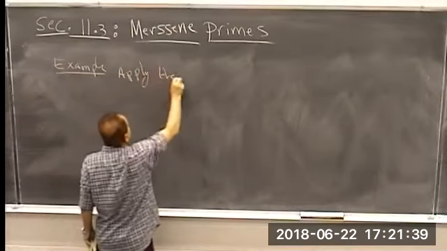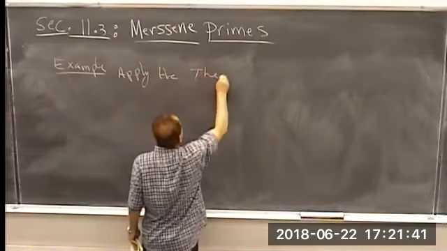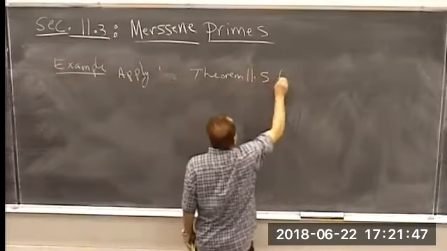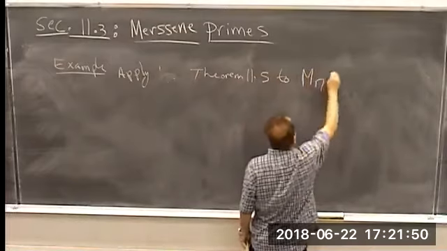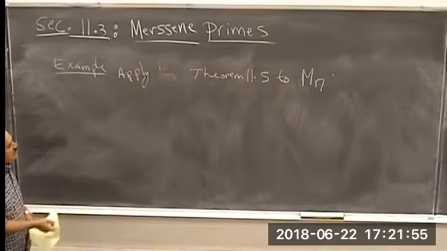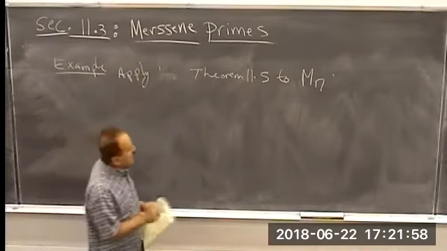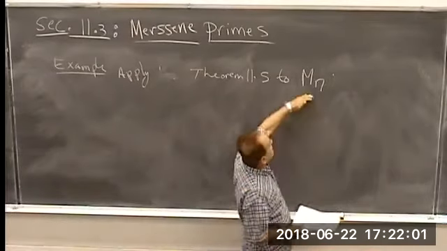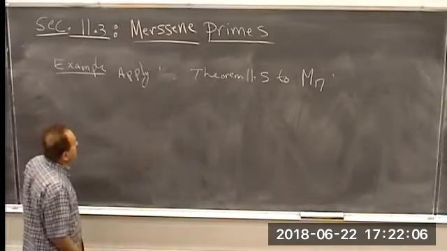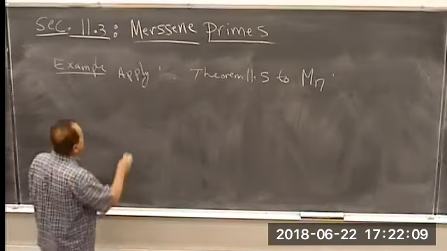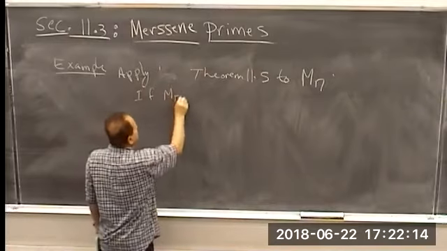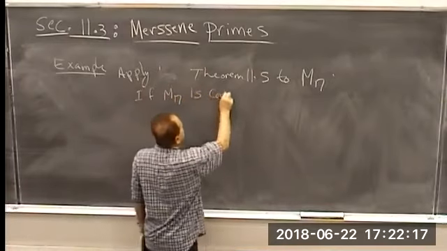Like the theorem 11.5 to M7. Now we're going to actually show it is composite. Let's say it will not be a primality test, but it can rule out this being composite. So here it is. We want to look at prime factors if M sub 17 is composite.